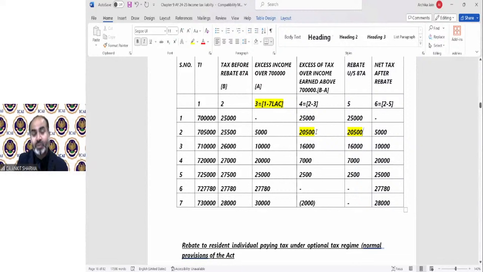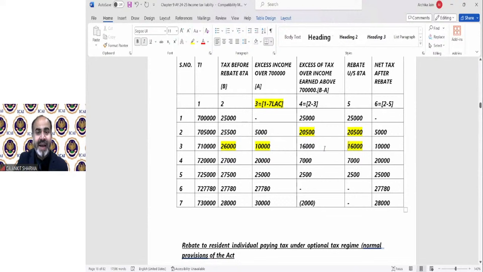Question number 3. If your income is 7,10,000, now tax will be 26,000. How much is the excess over 7 lakh? That is 10,000. So my income increased by only 10,000 and my tax has increased by 26,000. That is not justified. So 16,000 is the excess of tax over my income. That will become a rebate for me. So I will deduct that from the tax, so that only 10,000 will remain.